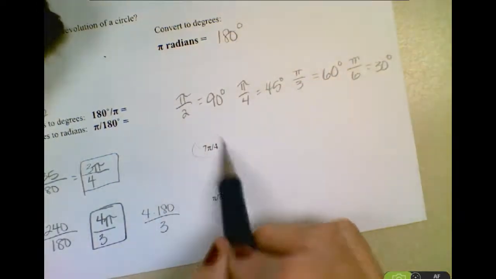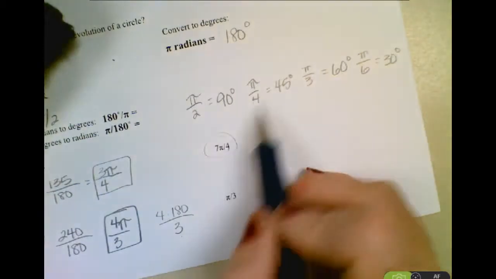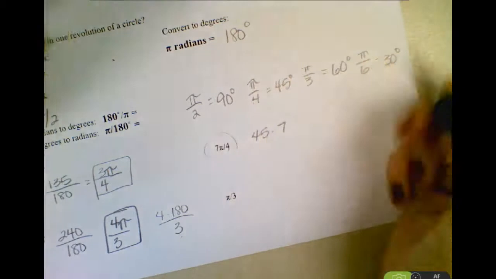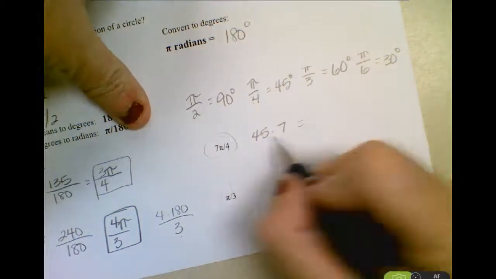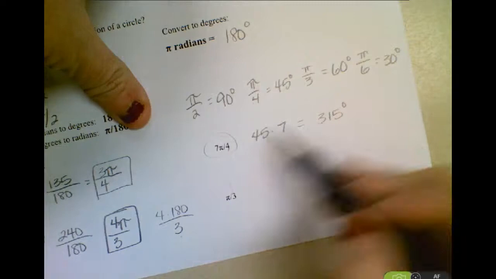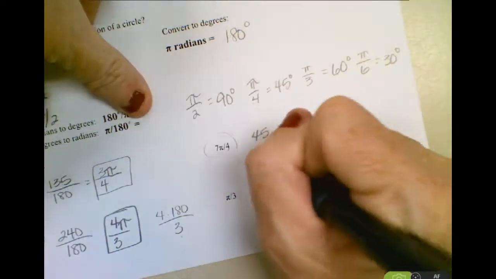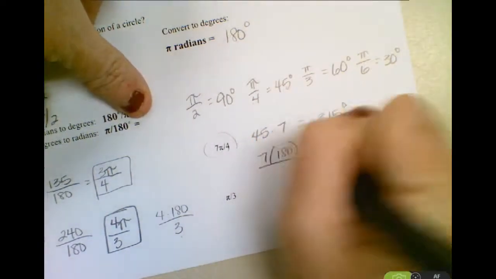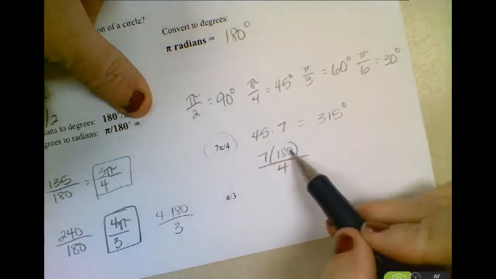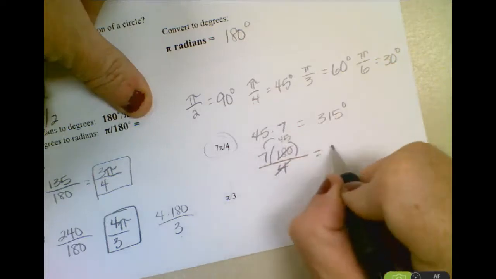So when I get down to these, what I do is I look at the fourth and go, every one of those is worth 45 degrees. So I do 45 times 7, which gives me 315 degrees. I know that I'm getting that pi out of there. The other thing that you can do is do 7 times 180 divided by 4. But if you look, 4 goes into 180 45 times, and then you're just multiplying those back together, you would get 315.